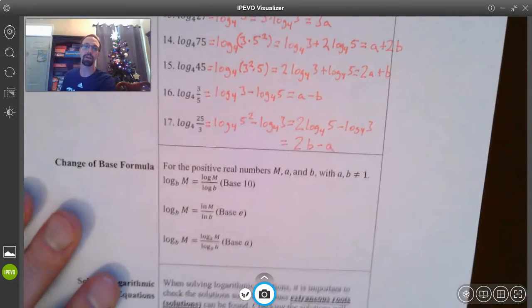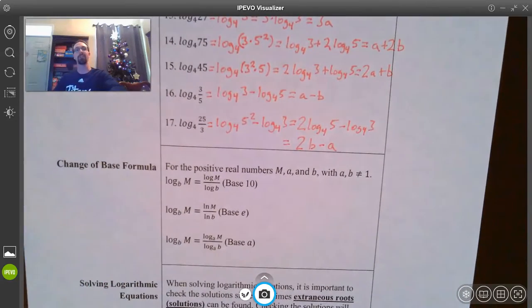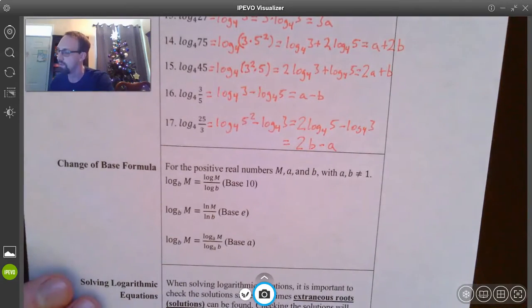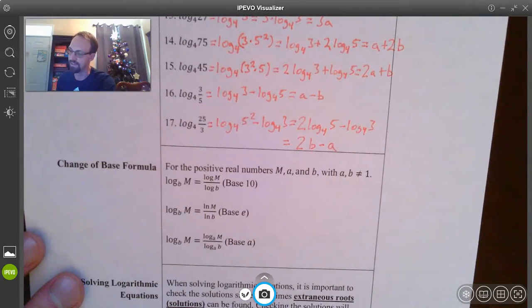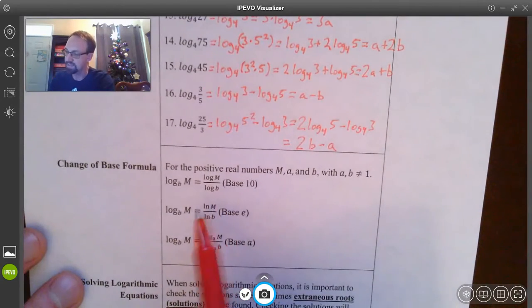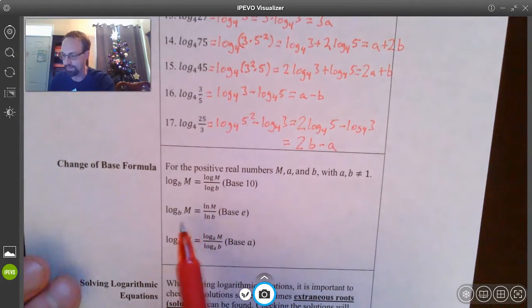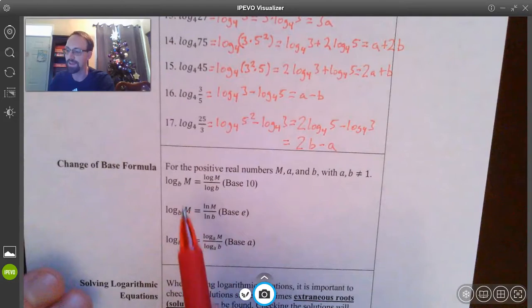And then the change of base formula, this is another one that you're going to want to commit to memory. For any positive real numbers m, a, and b, with a and b not equal to 1. So m could be 1. You have this change of base. Now, what you most often want to do is use your calculator.